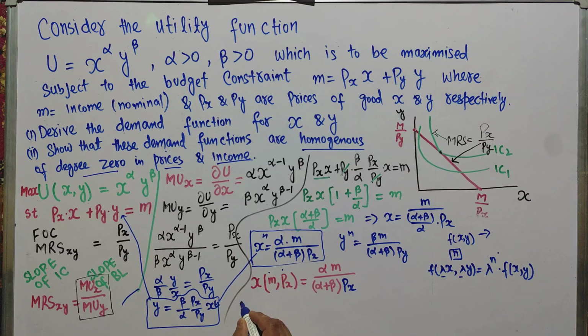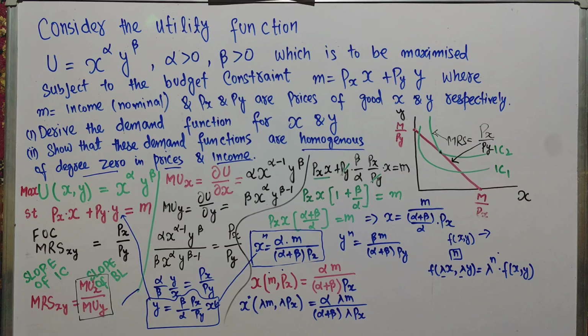So let us increase, and let me write it here, x star. Let us increase m by a factor lambda, and also price of x by the same factor lambda, that is lambda times price of x. Now what will happen here? So we have alpha as it is, m is increased by a factor lambda, divided by alpha plus beta, and here also price of x is being increased by a factor lambda.